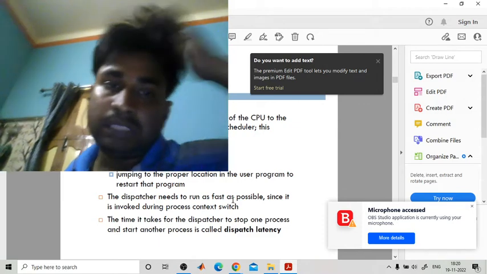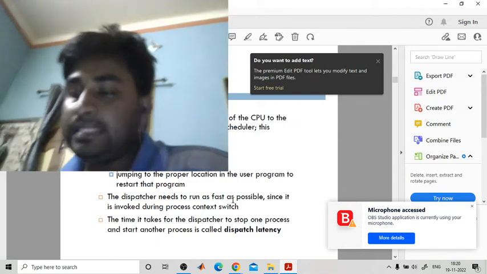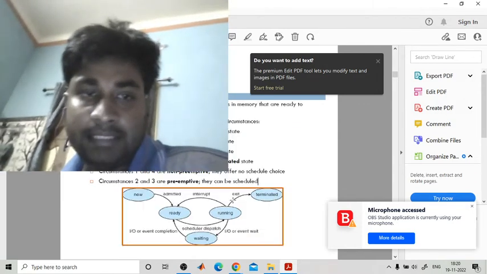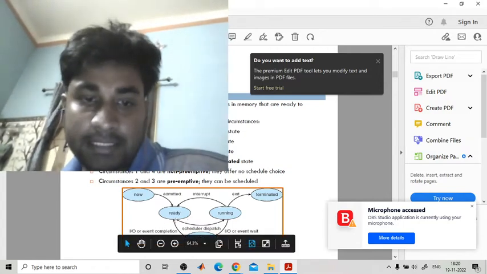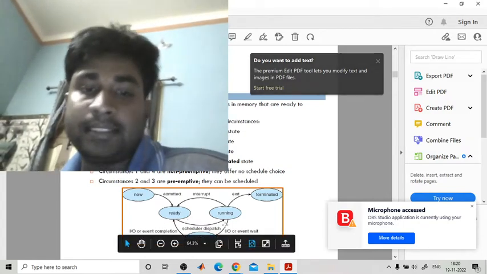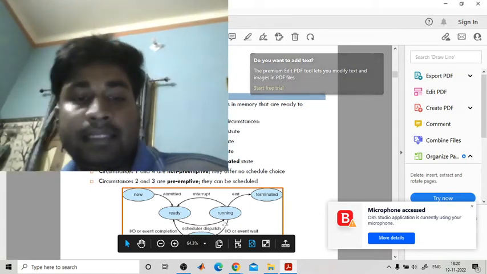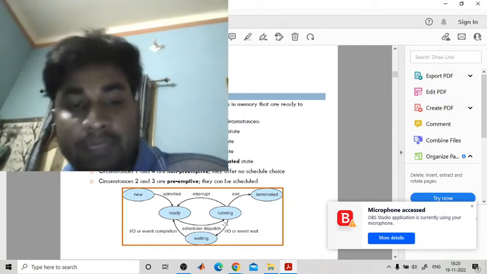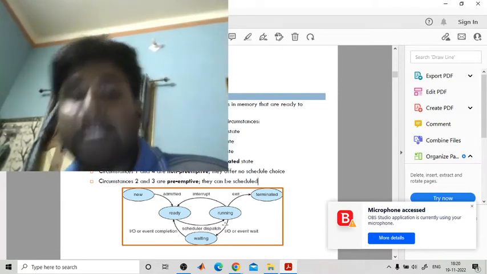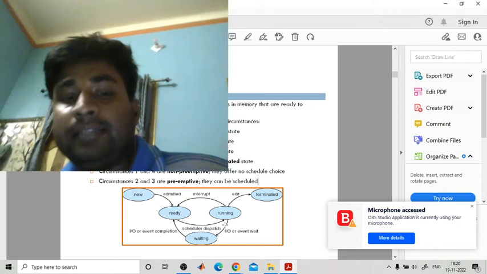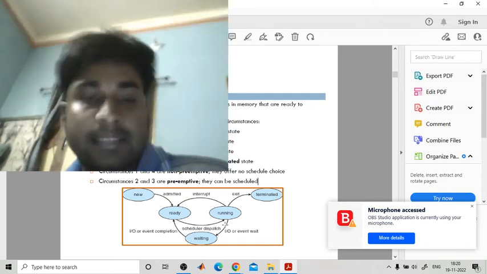Now the concept of the dispatcher. Where is the dispatch? I told you that dispatch is in the part from the ready state to the running state. When the processes are waiting in the ready queue, they will be called by the dispatcher, or scheduler dispatch, which takes the process from the ready state to the running state.